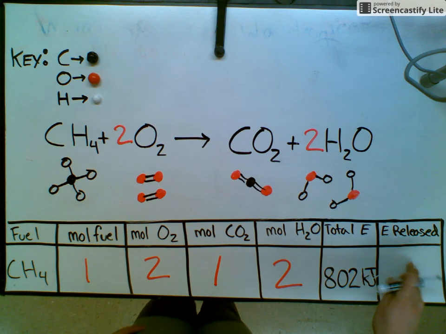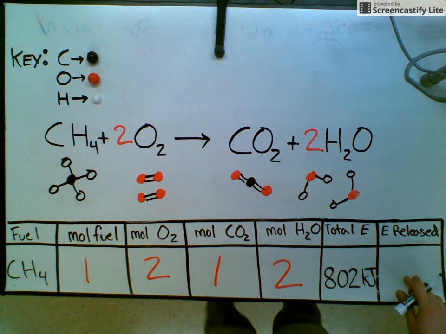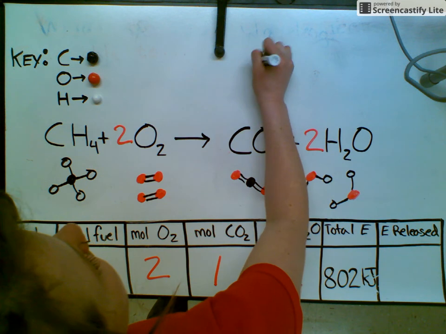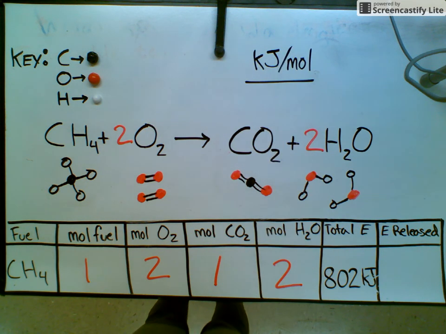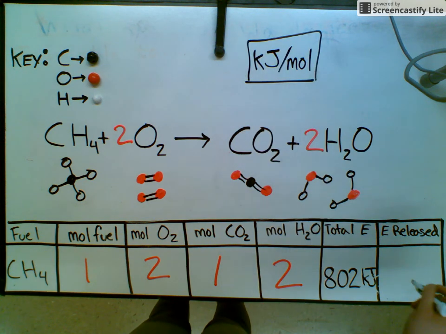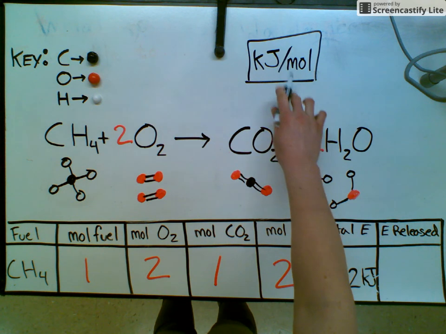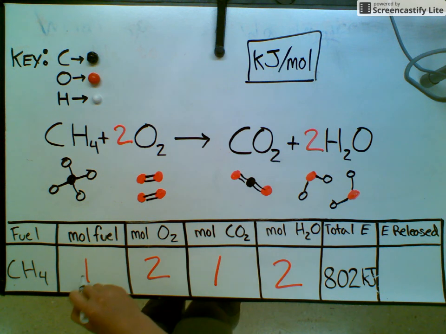Okay, so now we need to calculate this last box over here, and we're going to do that by, if you look at the table, it tells you that it's energy released per mole, and the units for that are kilojoules per mole. Look, you're already given a formula right here. So we can use this to calculate this last number. We have kilojoules right here, and we need kilojoules per mole of fuel. We only have 1 mole of fuel over here, so we're going to go ahead and use this value.